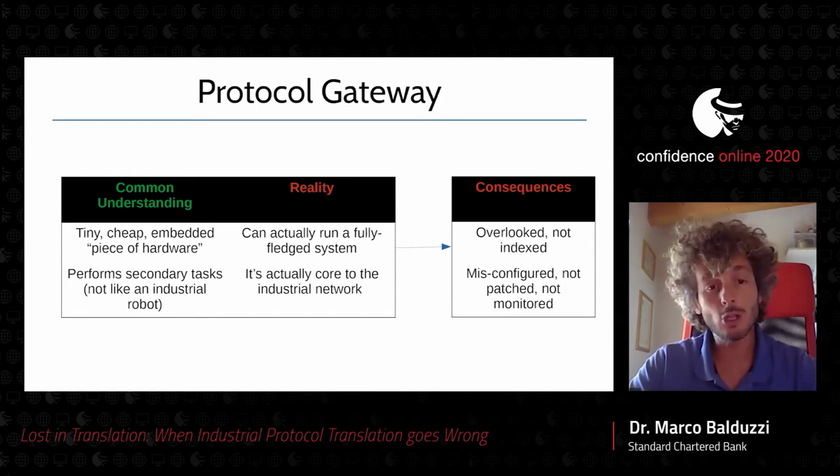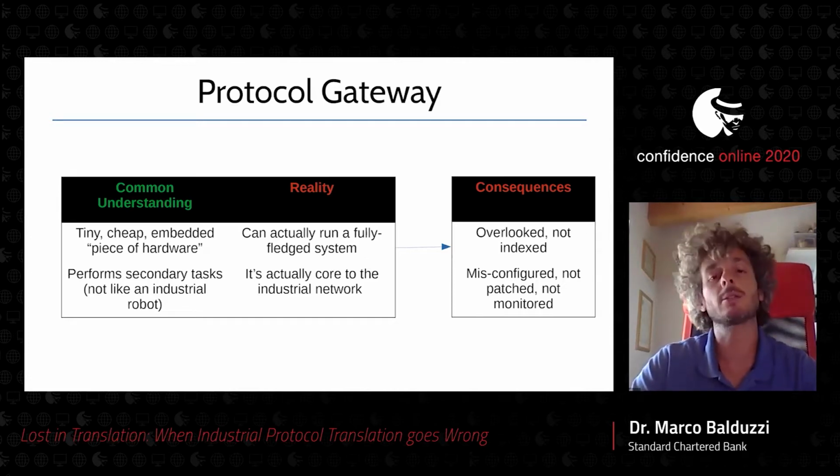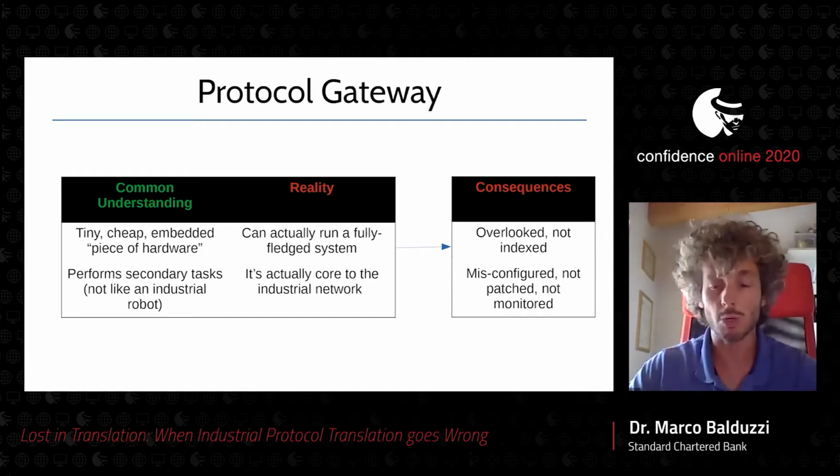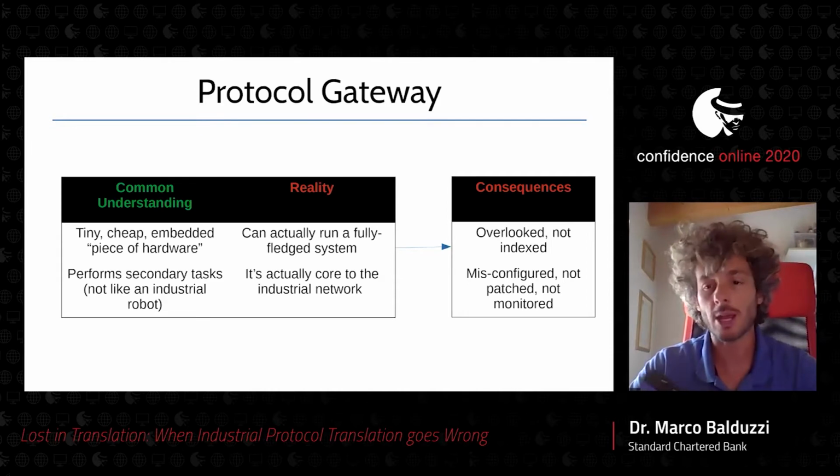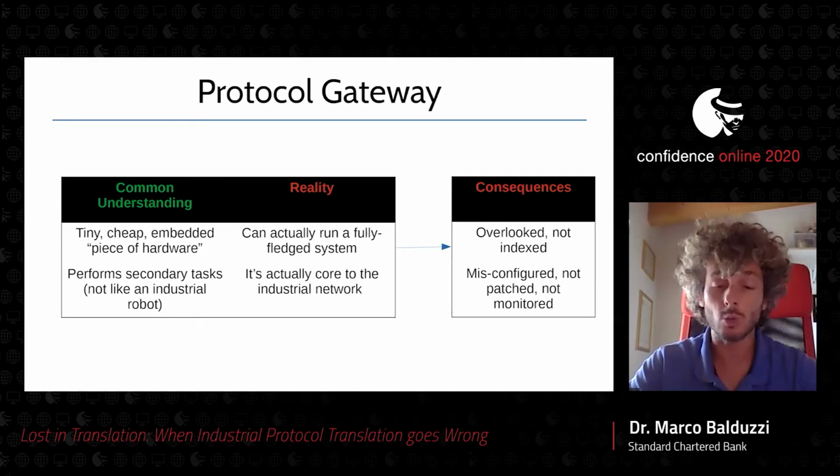And they don't perform secondary tasks as many people think, right? I mean, they're not industrial robots, not huge robots you can see producing something, but they play a very important role in the network, because if this device crashes or has some problems, then all the production gets screwed up, because all the traffic goes through these devices. So they're basically a core component of the network.